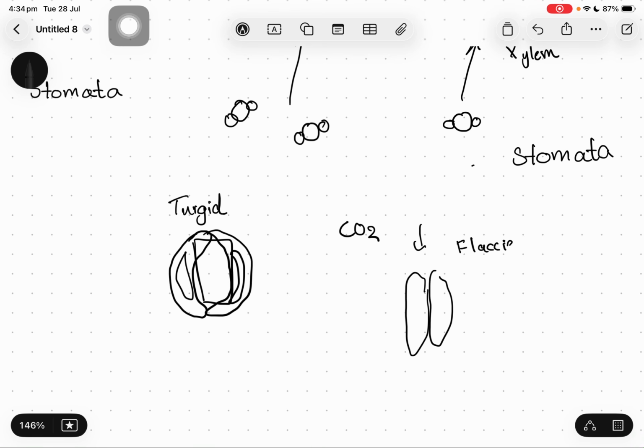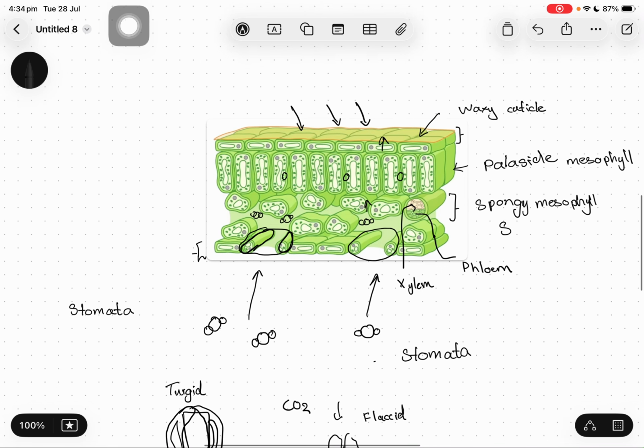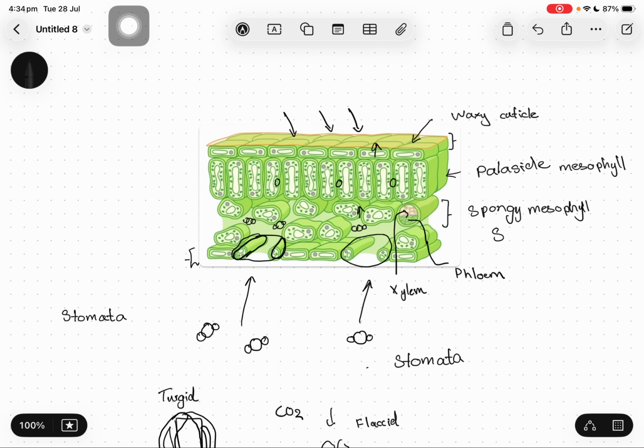They become flat because they have less water and the plant has less water. This does not allow the intake of carbon dioxide but conserves water. So this is how the plant tries to minimize its water loss but maximize its photosynthesis.